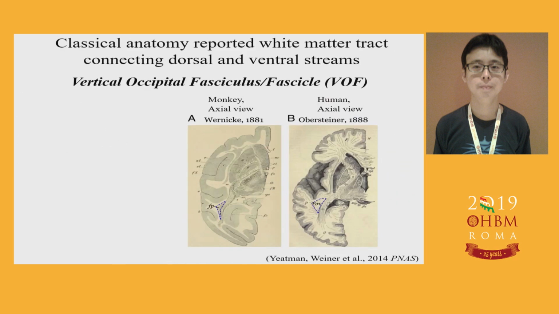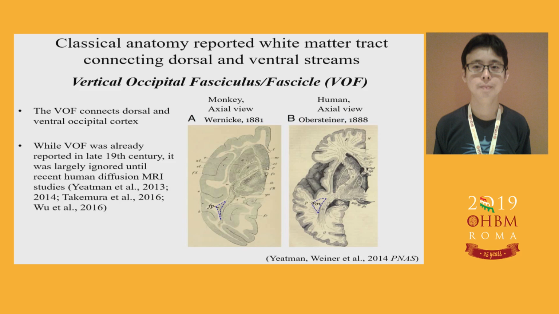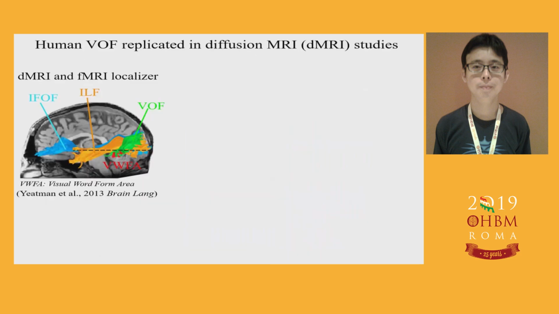However, when we carefully check classical human neural anatomy, classical neuroanatomists have reported a white matter tract named the vertical occipital fasciculus, VOF, which is a white matter tract connecting dorsal and ventral occipital cortex. Interestingly, it was already reported in the late 19th century, but it was largely ignored until its recent rediscovery in diffusion imaging studies. Since it was underestimated in the literature, the anatomical detail and interspecies homology of the VOF remain largely unknown.